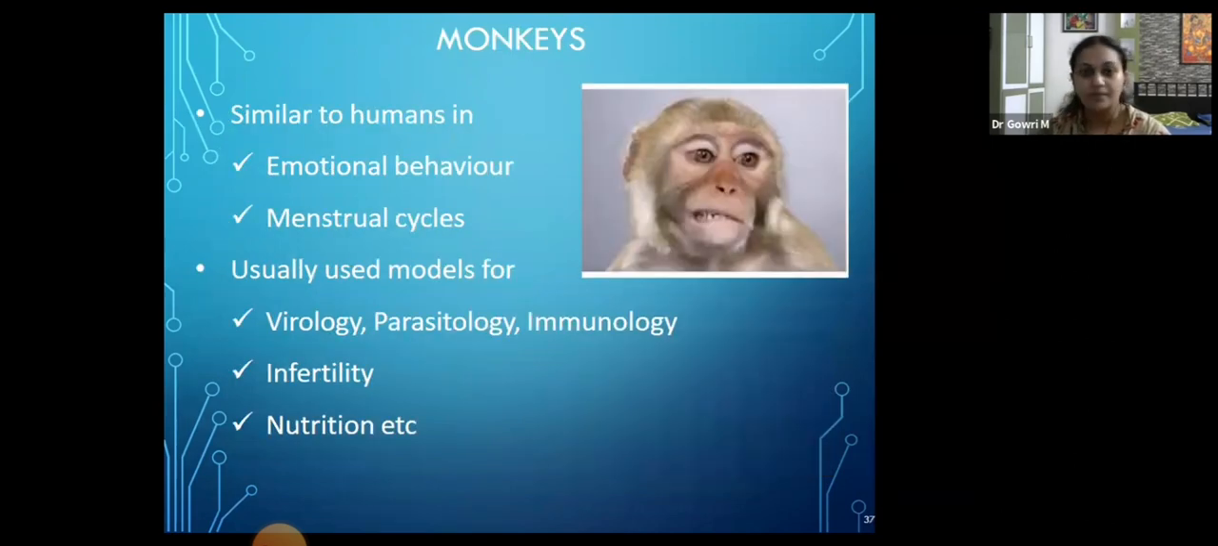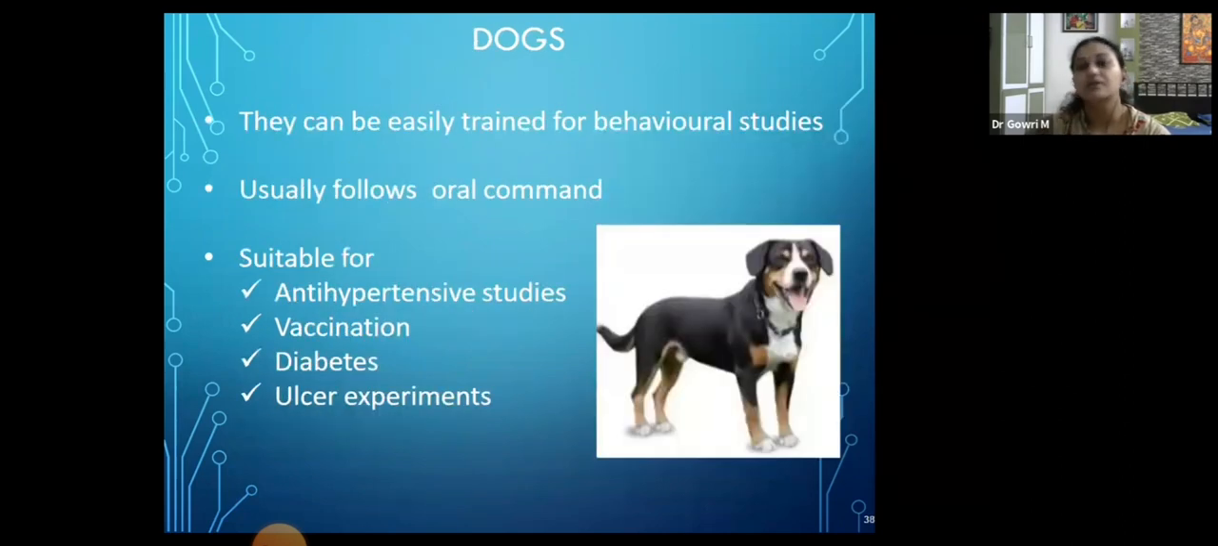Next, monkeys. Monkeys are more or less similar to humans in emotional behavior, menstrual cycles. So they are usually used as models for virology, parasitology, immunology, fertility, nutrition-based studies, etc. Especially for COVID vaccines, the model was monkeys only.